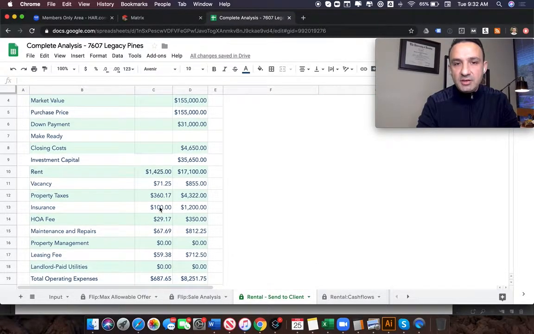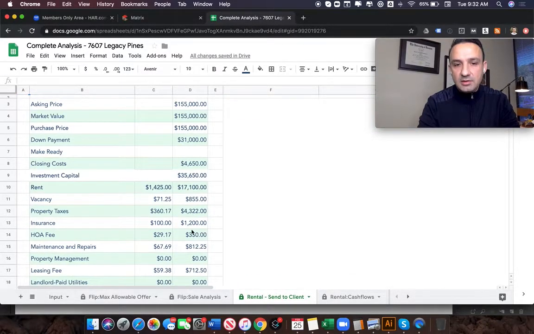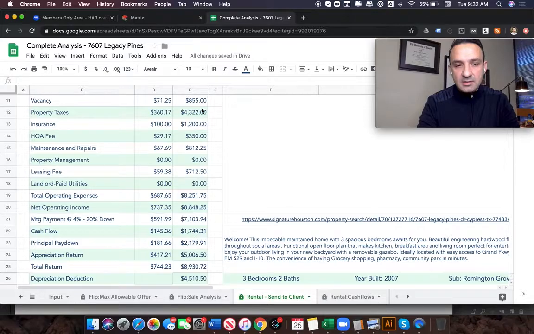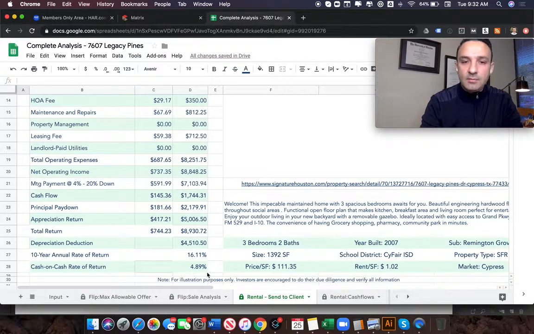In this one sheet of paper that we actually send to our clients, all that data is compiled, right? And it tells them what are the operating expenses, what is the net operating income, what will it cost you to service the debt, what is the cash flow on the property, how much are you paying towards principal each year, what is the appreciation return that you don't realize until you sell, and what is the total return.